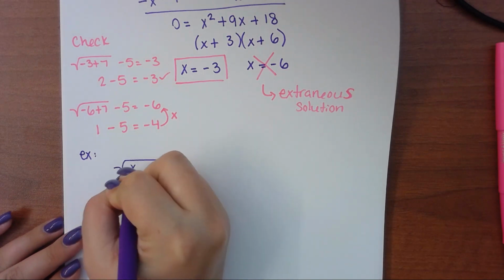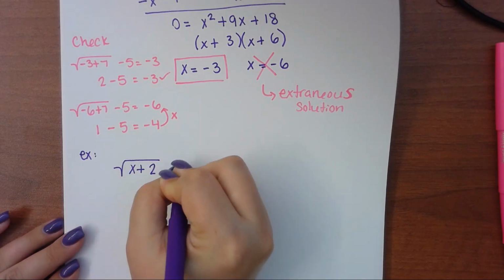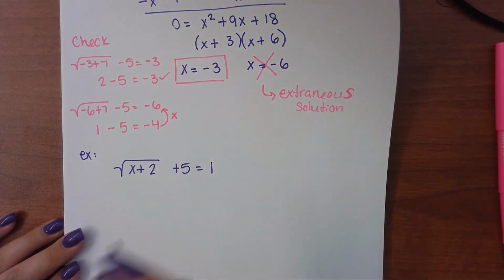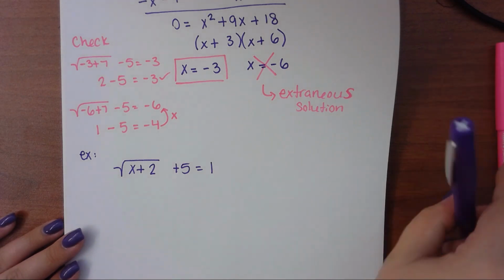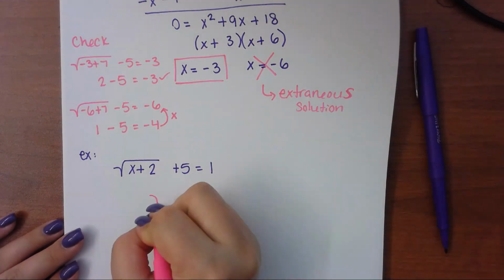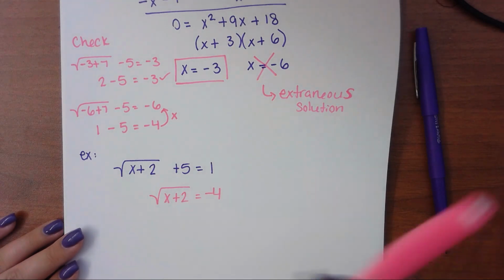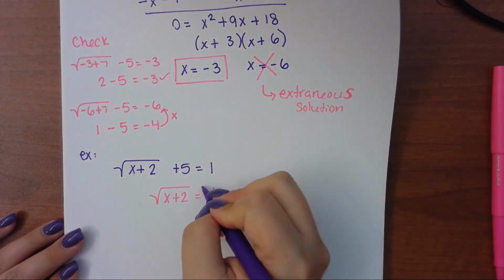The square root of x plus 2, plus 5, is equal to 1. Okay, so you can go through and solve this all day long. The first step is going to be to subtract that 5 from both sides, and I'm going to get the square root of x plus 2 is equal to negative 4. I can automatically tell you right here that this will not work.